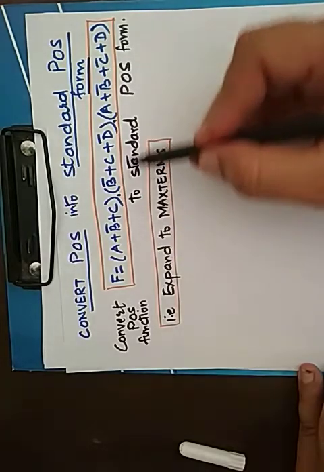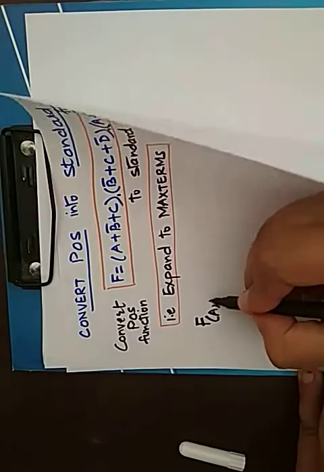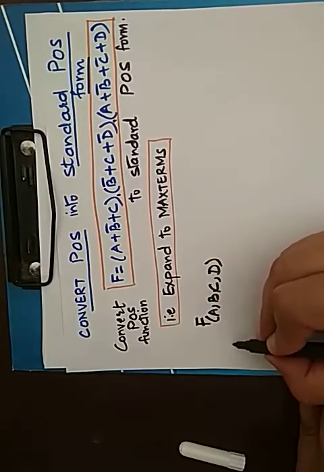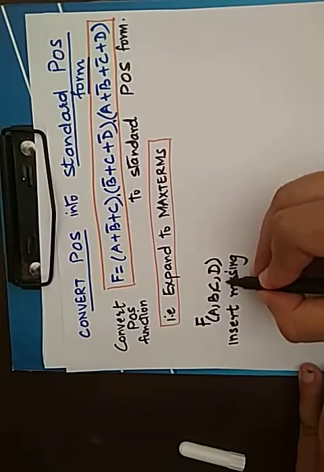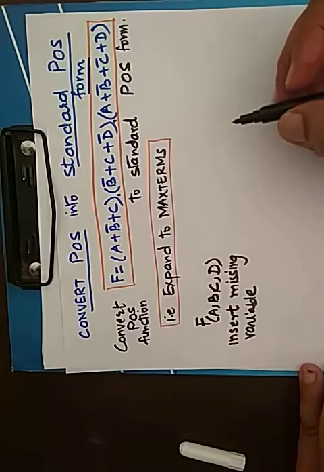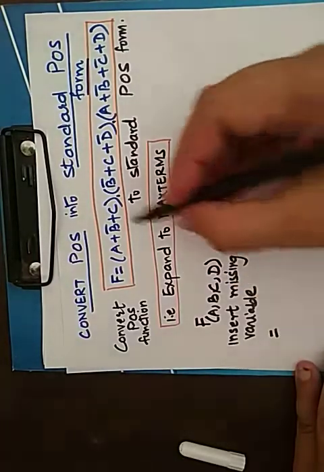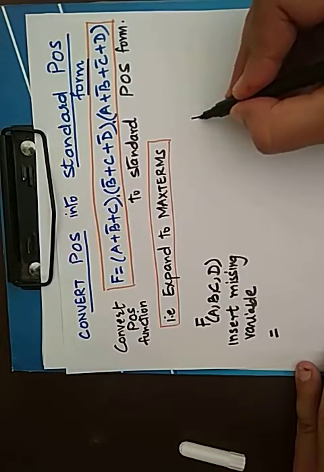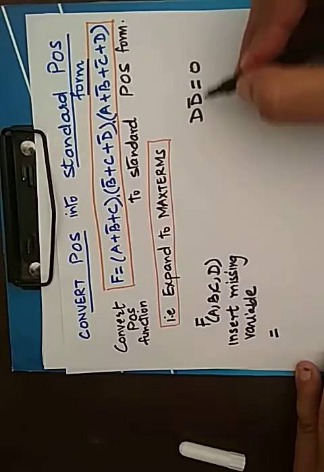If you see carefully, this function f may be written as, we can see that it is a 4 variable function. So we write it as f of a, b, c, d. Our first step is to insert the missing variable. And what is our rule for inserting the missing variable? Let us just start. A plus B bar plus C. The missing variable is D. So we may insert D by adding D D bar because D D bar is 0.